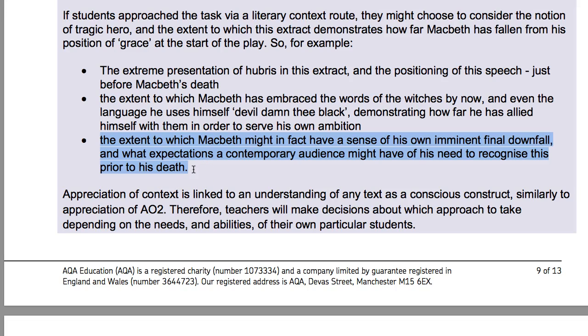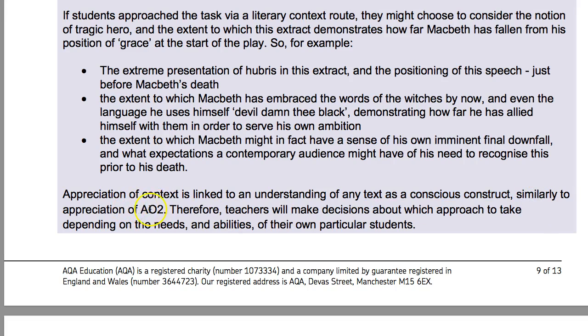And actually Shakespeare doesn't give that to Macbeth. He doesn't turn back to God. He never prays for forgiveness. He dies entirely unrepentant. So appreciation of context is linked to the understanding of the text as a conscious construct. So that's another way of saying that is the author's purpose. The author has constructed the text in this way in order to make you think of particular ideas. So dealing with the context always gives you the author's purpose and always gets you the top marks.